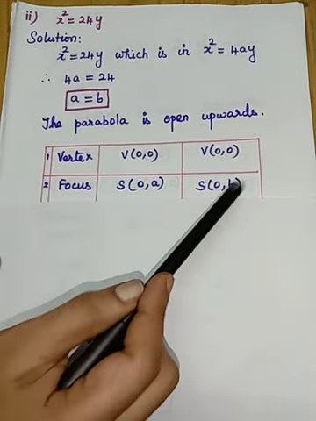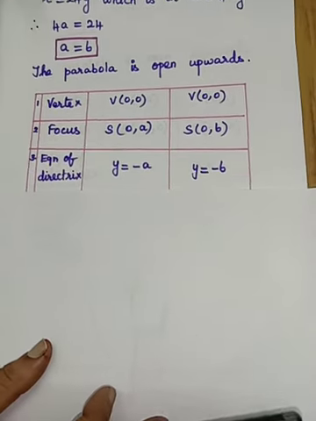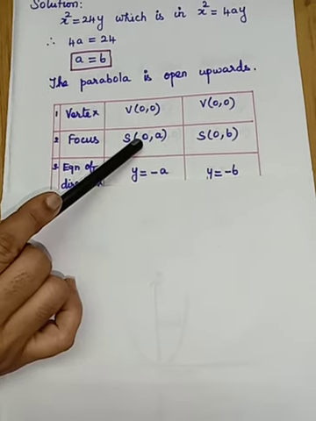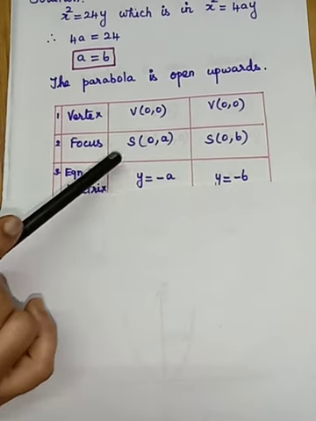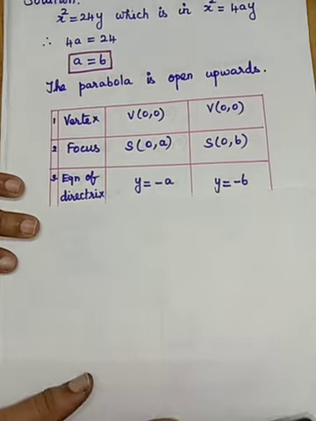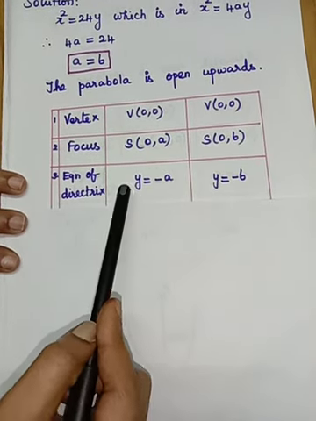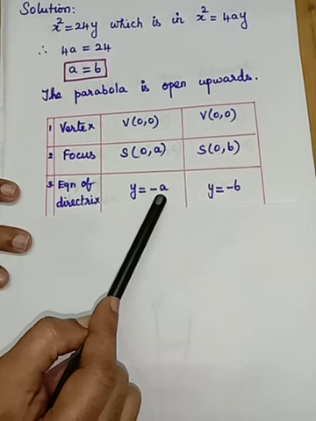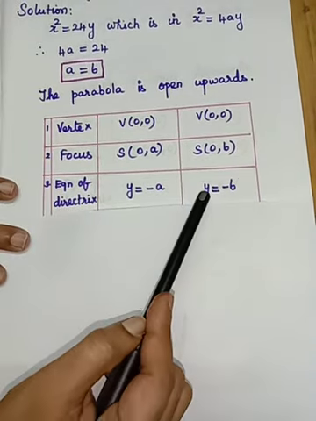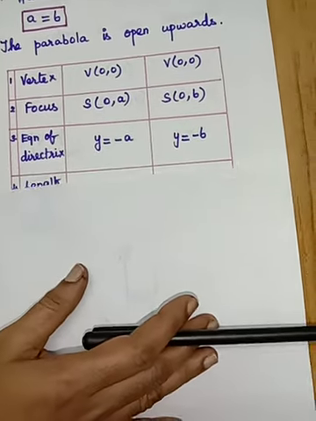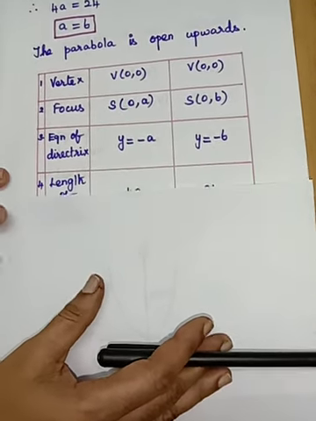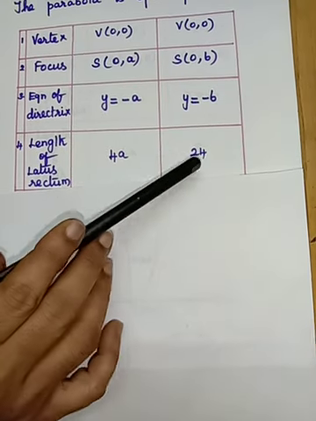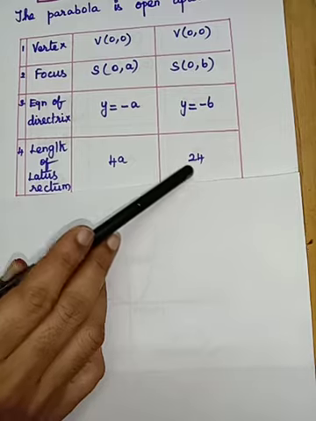So the focus is 0, a. You have to substitute what is a. It is 0, 6. Okay, we'll come to the equation of the directrix. The focus is on the positive side of the y-axis. The directrix will be on the negative side. So the equation of the directrix is y is equal to minus a. So a is 6, so y is equal to minus 6, or y plus 6 is equal to 0. The length of the latus rectum is 4a. So a is 6, so your answer is 24.